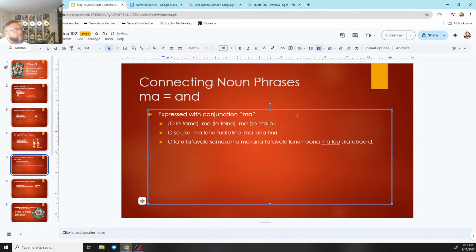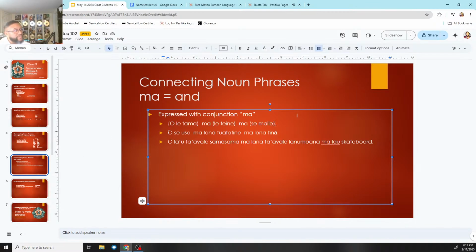And if you notice, we don't say o le tama, ma o le teine, ma o se maile. Once you say the o that first time, you don't have to keep saying it for every single noun phrase. We just say o le tama, ma le teine, ma se maile. And it's the same for the rest of these. I'm not used to having half-hour classes, so I apologize if I'm moving too fast.